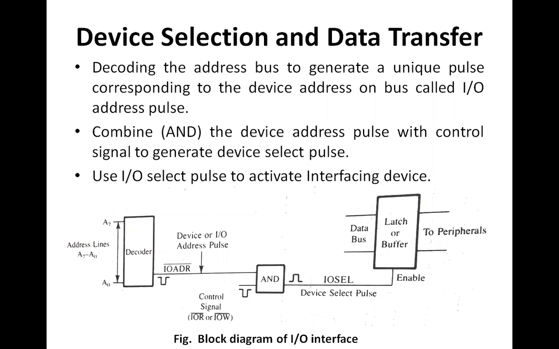So if it is an in instruction, the content placed on the data bus will come to the accumulator. If it is an out instruction, the content of the accumulator will be placed on the data bus, and through the data bus it will go to the output device.